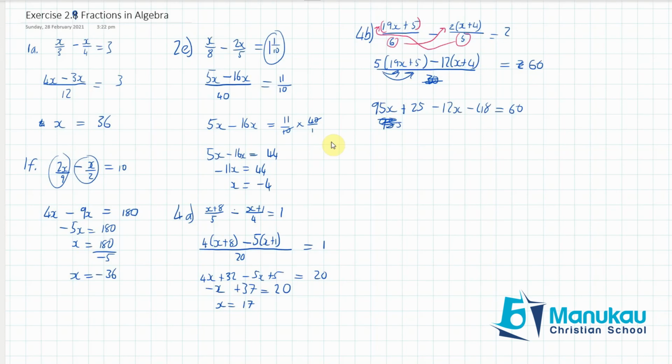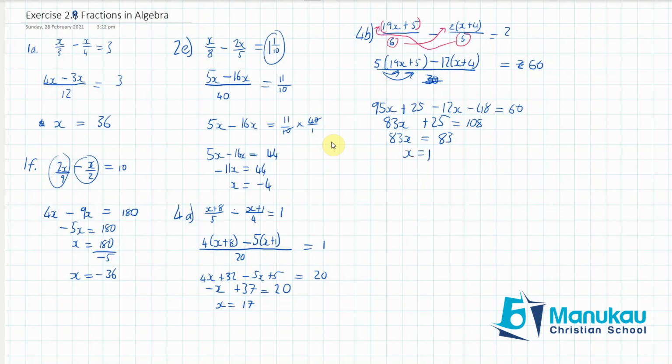95x minus 12. So that's 85, 83, I think 83x, and 48 plus 25 equals 108. 83, so I just pulled the 48 across the other side, equals, what's 108 take away 20, so it's 88, take away 5 is 83, so equals 83. Yeah, okay, that's nice. X is equal to 1.